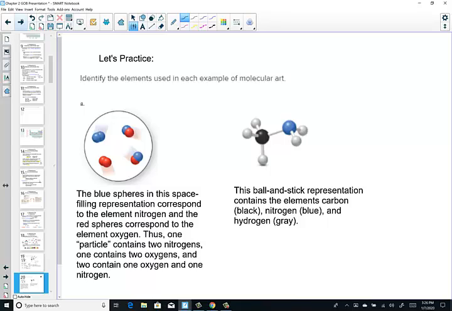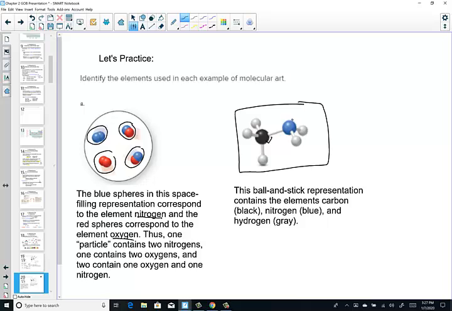So kind of going over that answer, the blue spheres we know were nitrogen. Blue represents nitrogen. The red spheres were oxygen. And when we had elements, they were the same colored atoms bound together. And when we had compounds, we had different colored balls bound together. This represented a single molecule containing carbon, nitrogen, and hydrogen. We had CH3, NH2, carbon and nitrogen bound together, completing their octets with hydrogens.